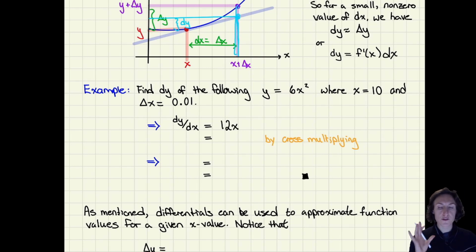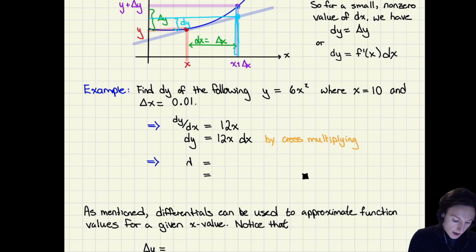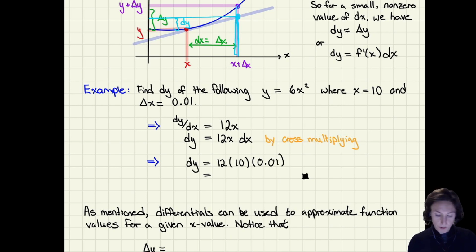And so differentials, the definition of what it means, is that I can separate the dy part and the dx part, because this generally represents just a change in y over a change in x, rise over run. So I can cross multiply and isolate for my dy to give me 12x dx. Then, if I'm considering these specific values of 10 and 0.01, my dy is going to equal 12 times 10 times 0.01, which will give me 1.2.